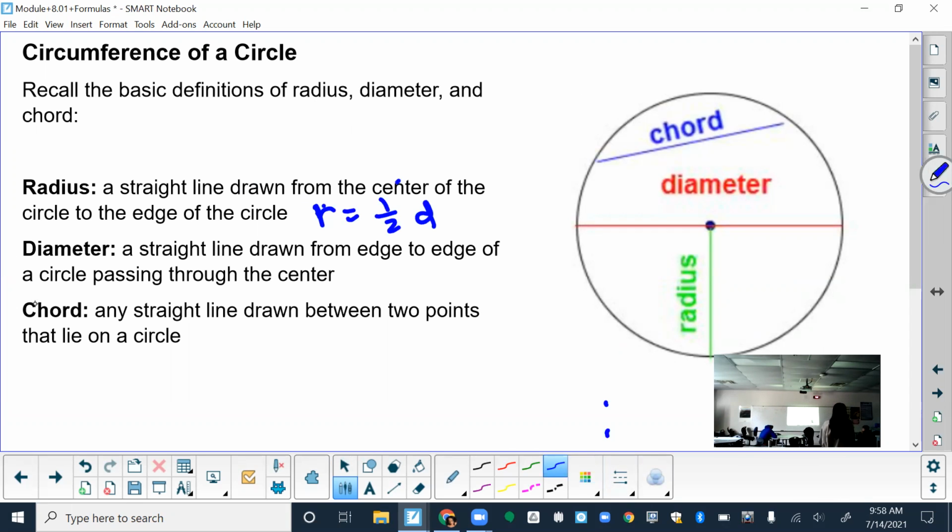And then the other thing that we don't really use, but like for circumference, I mean, is chord. So chord goes through any two endpoints on a circle. So don't confuse it with diameter. All right, diameter goes right through the center. Radius goes halfway through the center. Chord can be anywhere. Questions?